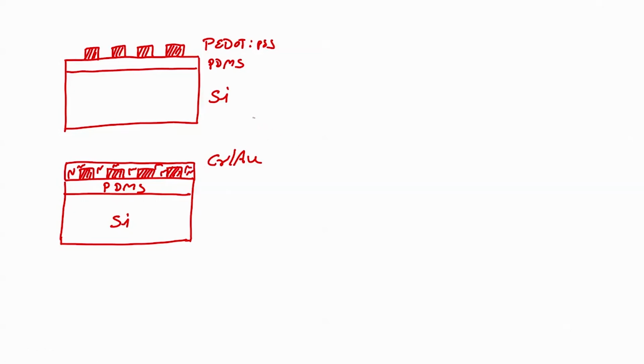Okay, chrome gold is shown like this design. How can we deposit chrome gold? We can deposit chrome gold with the help of physical vapor deposition. We can use E-beam lithography to deposit chrome and gold.